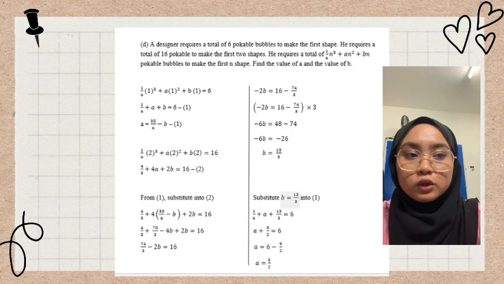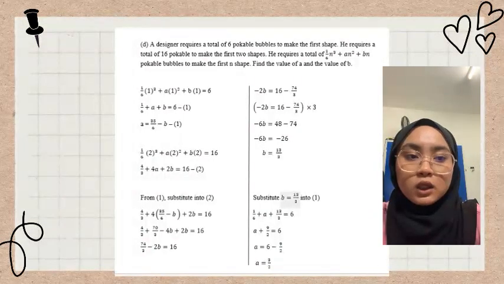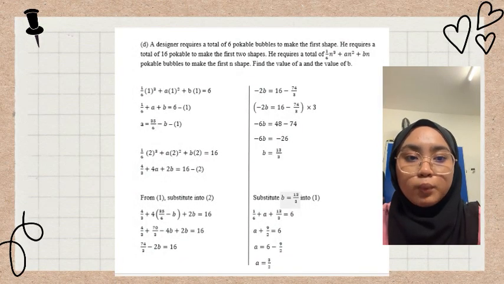Okay, we continue for question 1D. A designer requires a total of 6 pokeable bubbles to make the first shape. He requires a total of 60 pokeable bubbles to make the first 2 shapes. He requires a total of 1/6 n cubed plus a n squared plus b n pokeable bubbles to make the first n shapes. Find the value of a and the value of b.